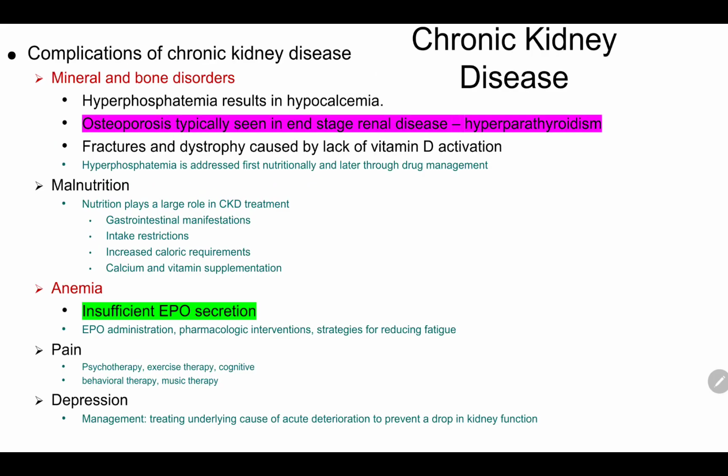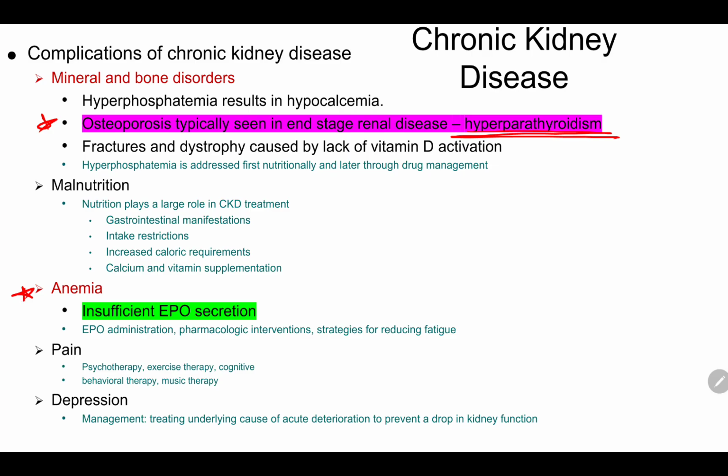So other complications, right? Mineral and bone disorders. Remember, osteoporosis will also be seen with end-stage renal disease, and that's really going to be due to hyperparathyroidism. Literally taking that calcium out of the bone and putting it into the blood. Malnutrition also will be a complication of chronic kidney disease, as well as anemia, right? So anemia will be a complication.